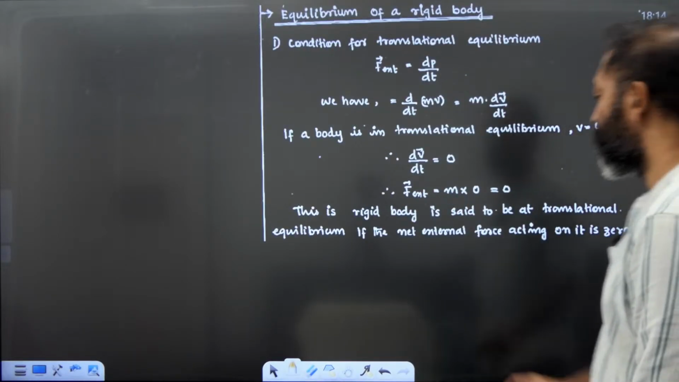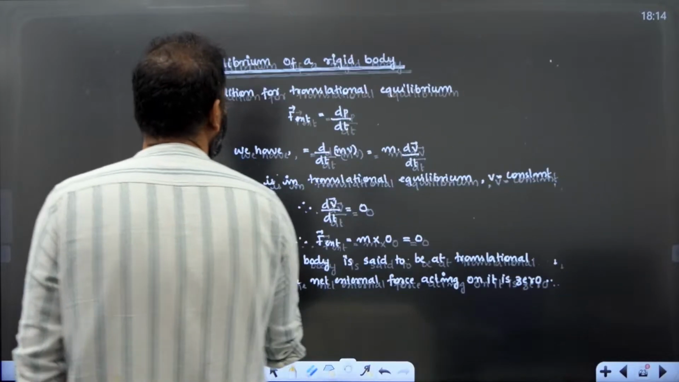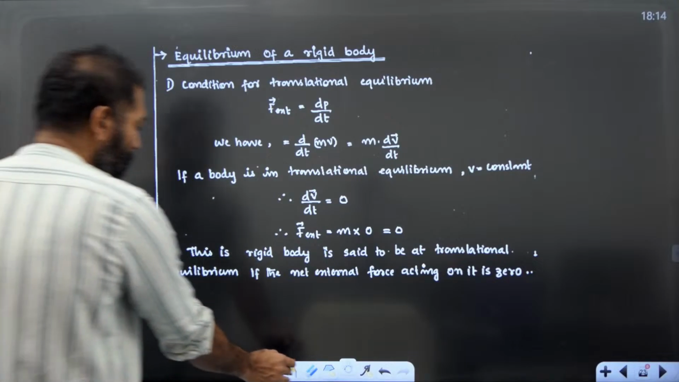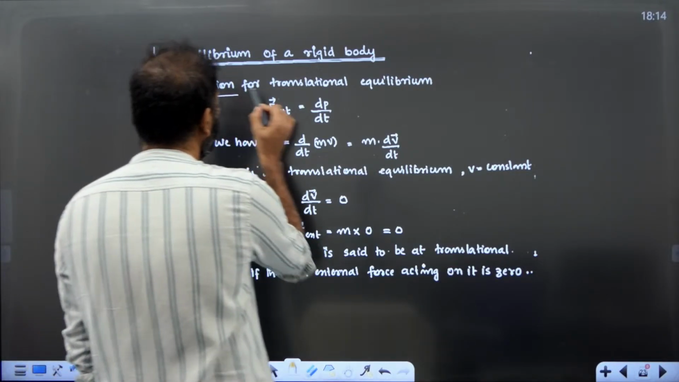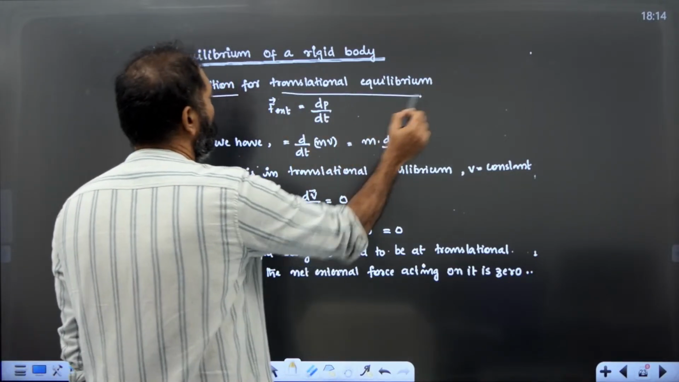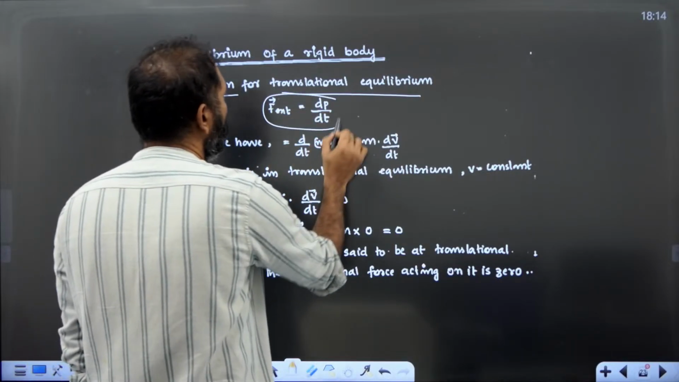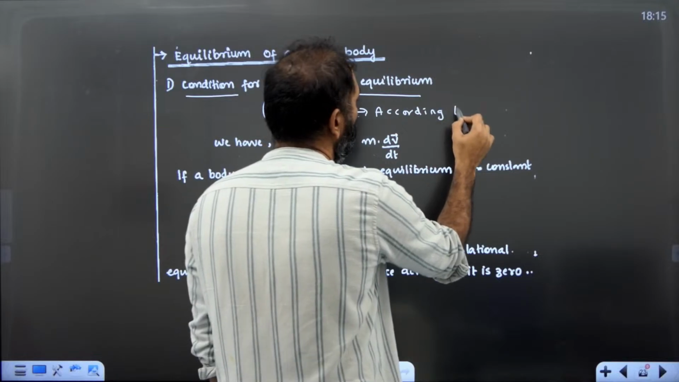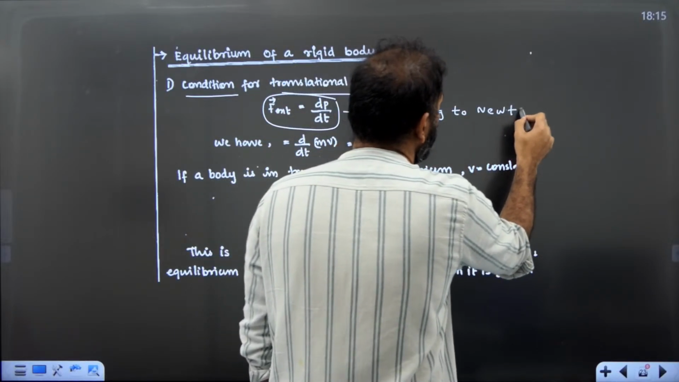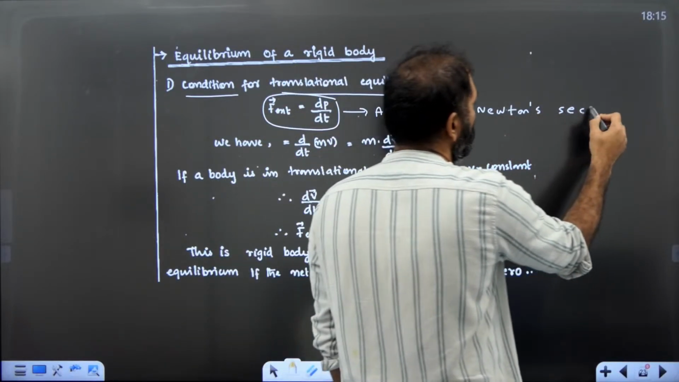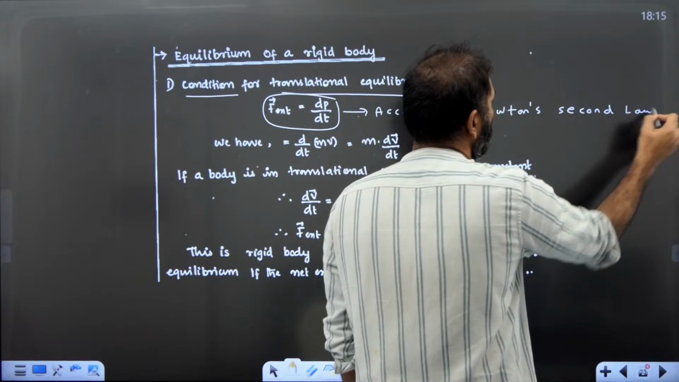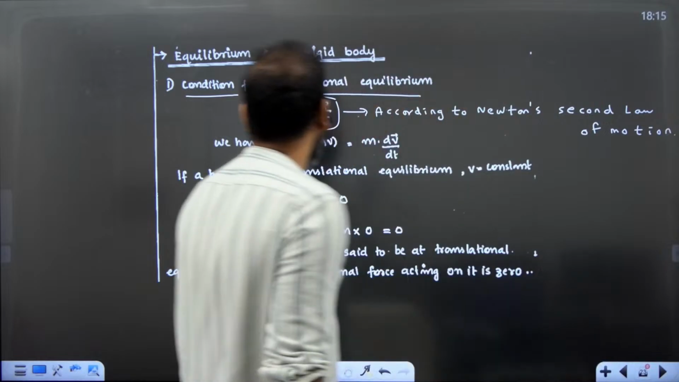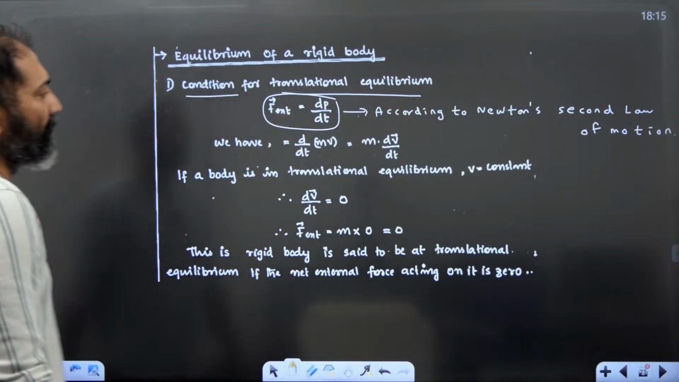Next topic is equilibrium of a rigid body. For equilibrium of a rigid body, there are two types: translational equilibrium and rotational equilibrium. According to Newton's second law of motion, the rate of change of momentum is force. F external equal to dp by dt.